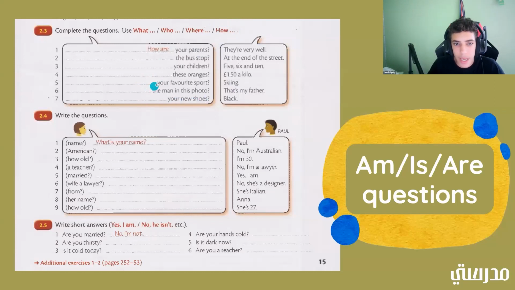So blank your favorite sport. What is your favorite sport? Good job. And it says skiing. And then now we have blank the man in this photo. And then it says, that's my father. Who is? Good job. And then we have blank your new shoes. And the answer is black.